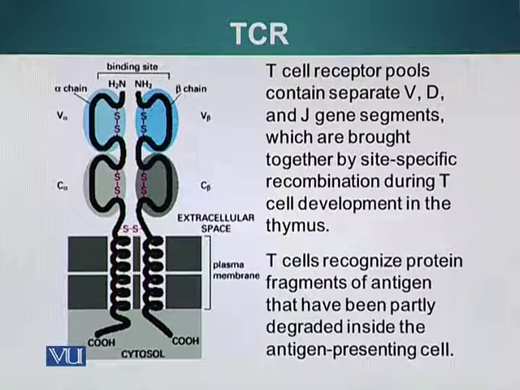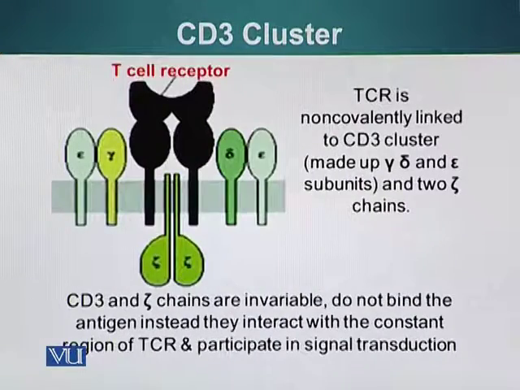Another difference is that the binding of the T cell with antigen located on the surface of MHC molecules is a very weak interaction. In order to stabilize this interaction, there are co-receptors that help. We'll talk about those co-receptors later on, but let's move on. Now I would like to talk about certain proteins that are present around the TCR, the T cell receptor. These are non-covalently linked, and these are made up of gamma, delta, epsilon subunits and 2 zeta chains.